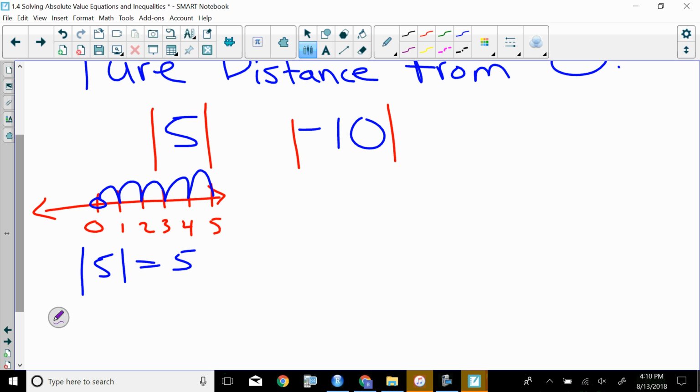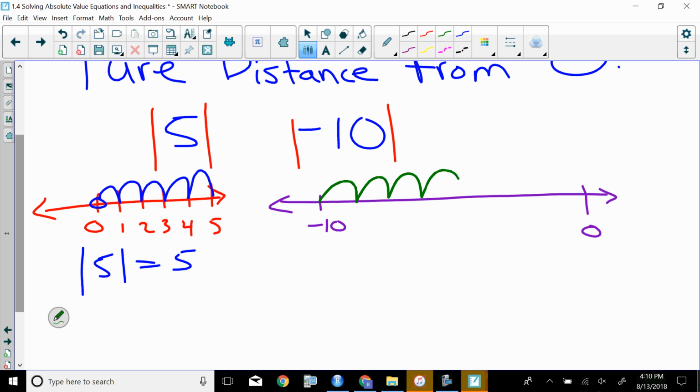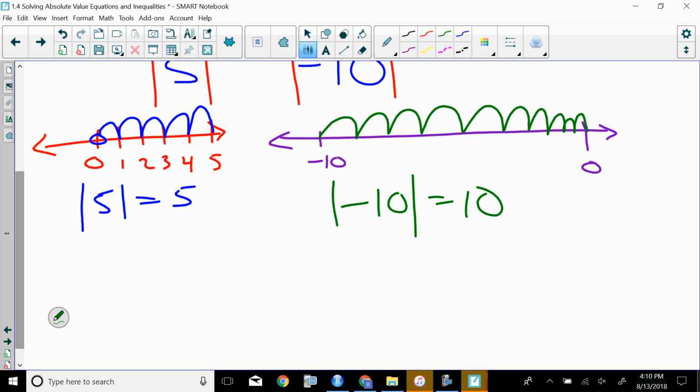Well, what's the absolute value of -10? Again, we can draw a number line here. We know -10 is down here, and I would have to get to 0. How do I get there? Well, let's count. -10, 9, 8, 7, 6, 5, 4, 3, 2, 1, 0. How long does it take you to get back to 0? Well, 10 steps. So the absolute value of -10 is equal to 10. The negative goes away.